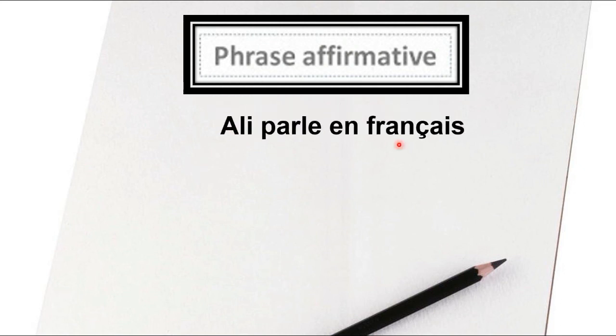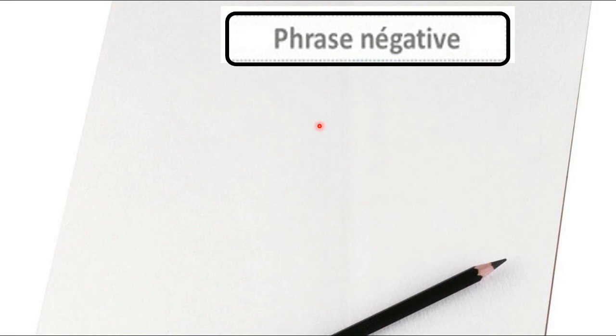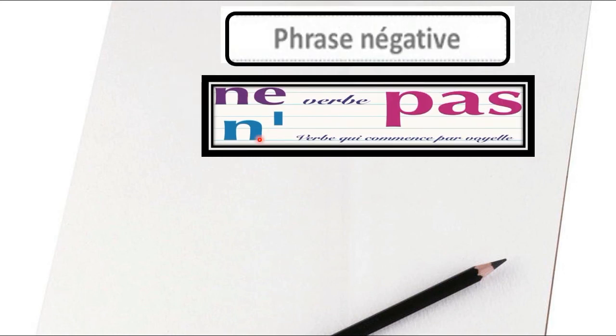Ali parle en français. He describes Ali. He talks in French. For example, Ali aime les lions. He loves the lions. So here is the phrase affirmative. I don't have pas. But la phrase négative means a negative form where I use not in English. I use something else here, ne or n apostrophe and pas. So ne or n apostrophe and pas, and between them the verb.